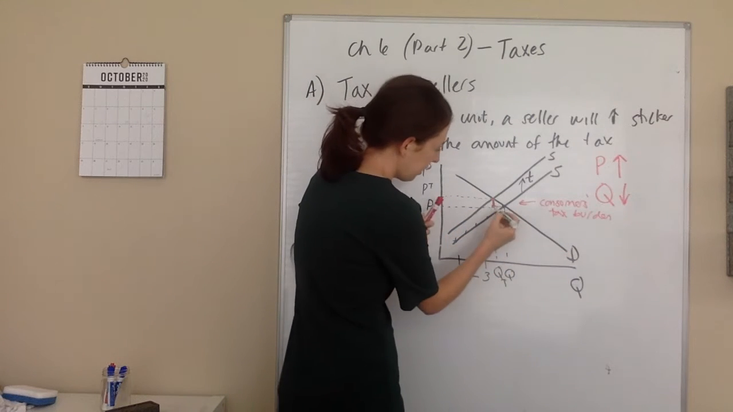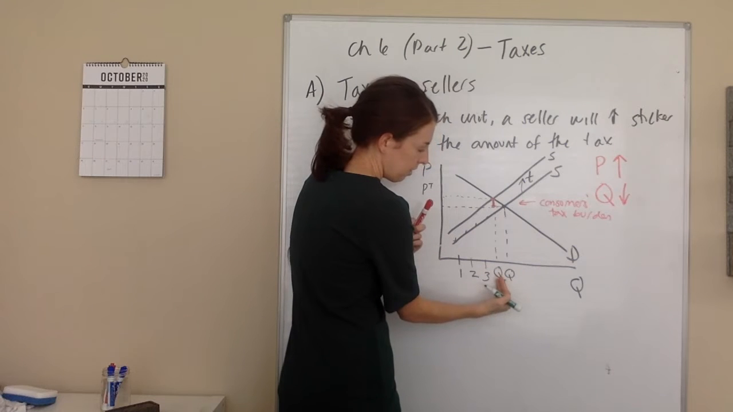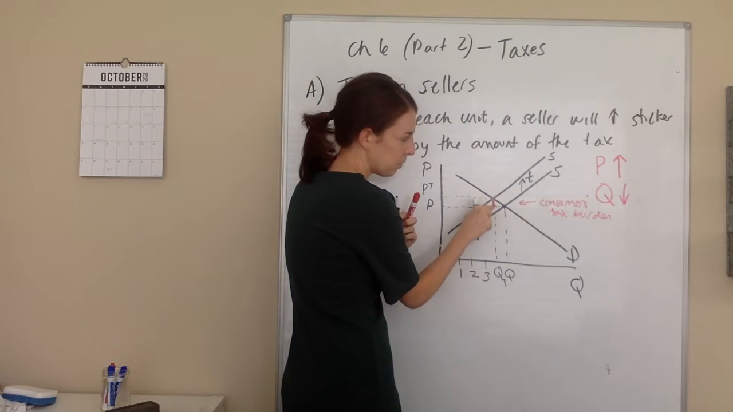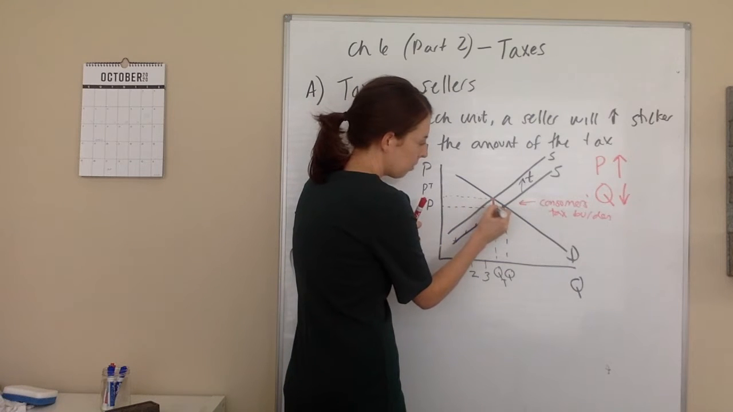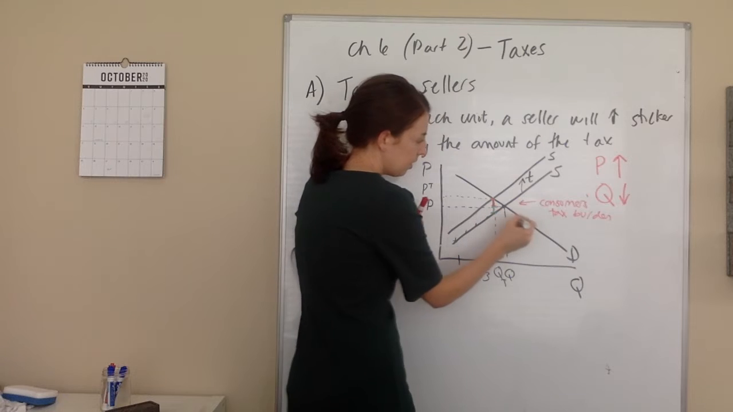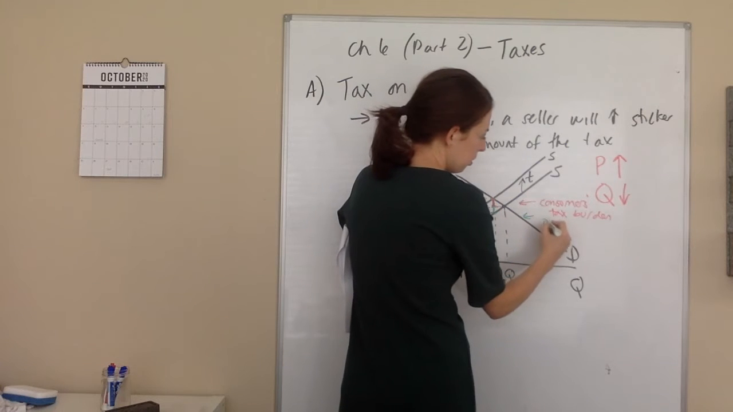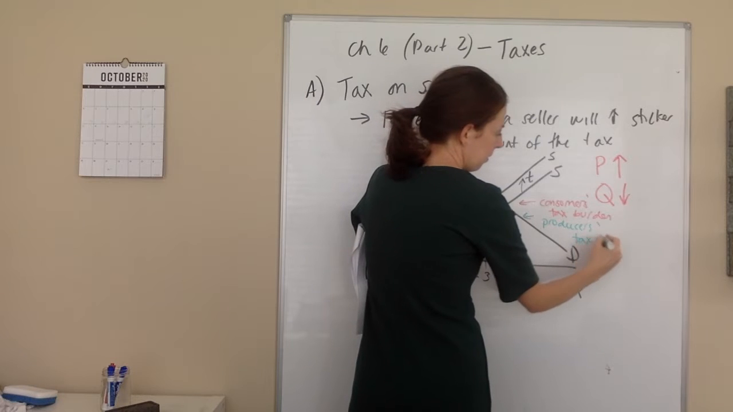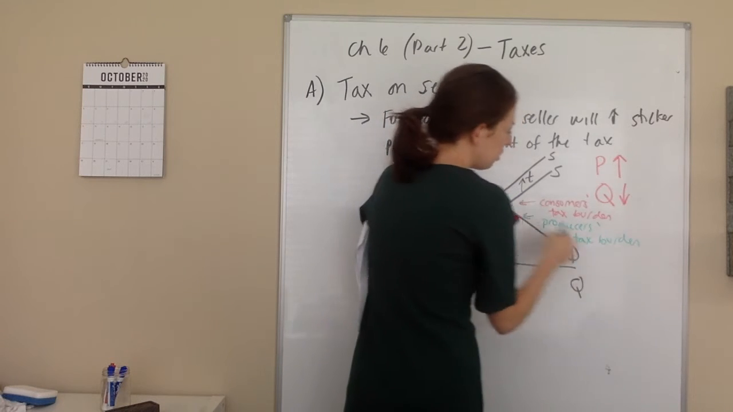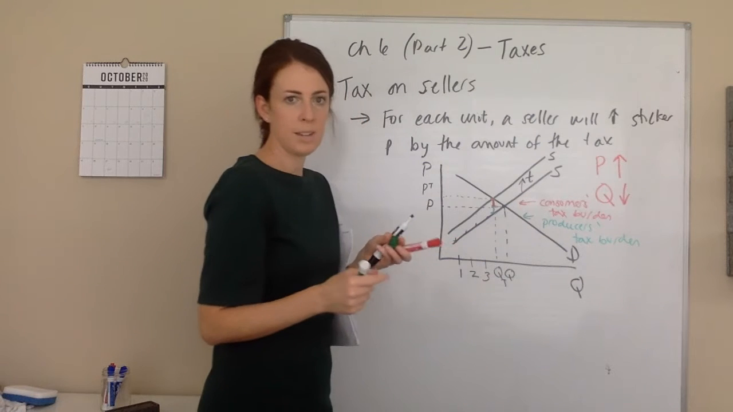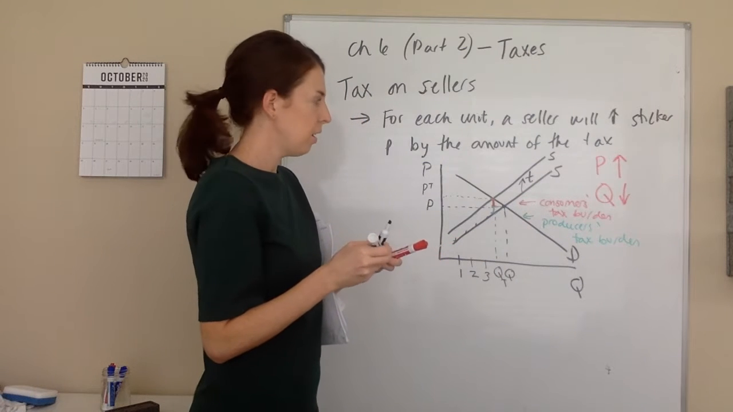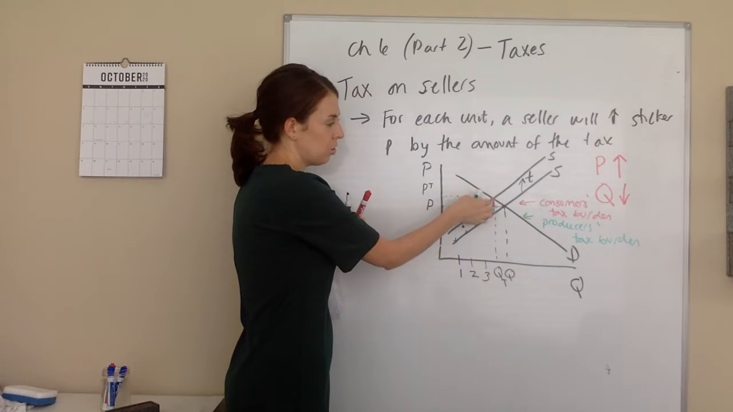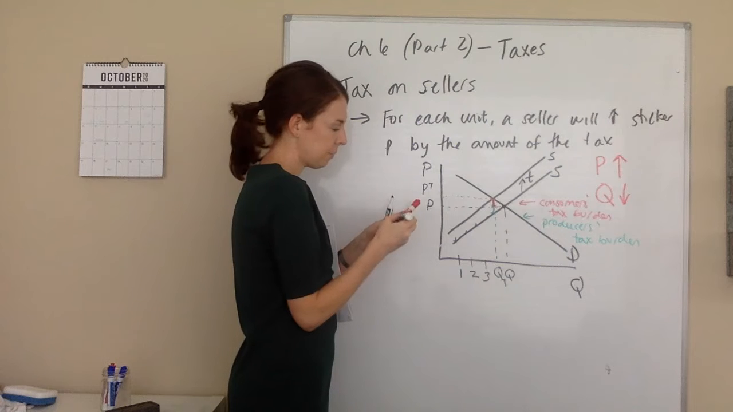So let me draw and then I'll explain. You're still going to anchor yourself at this QT level. The spread between the two equilibriums is the consumer tax burden. The remaining difference here is going to be equal to the producer's tax burden. Note that the consumer tax burden plus the producer's tax burden has to equal the tax in total. So if you add up the distances of these two little legs, you get the whole tax.